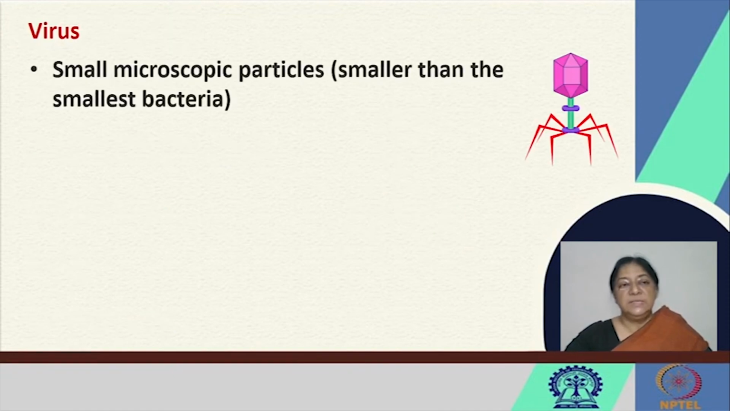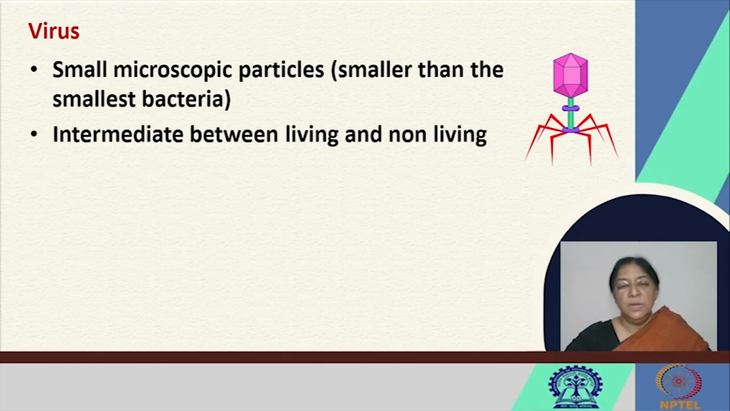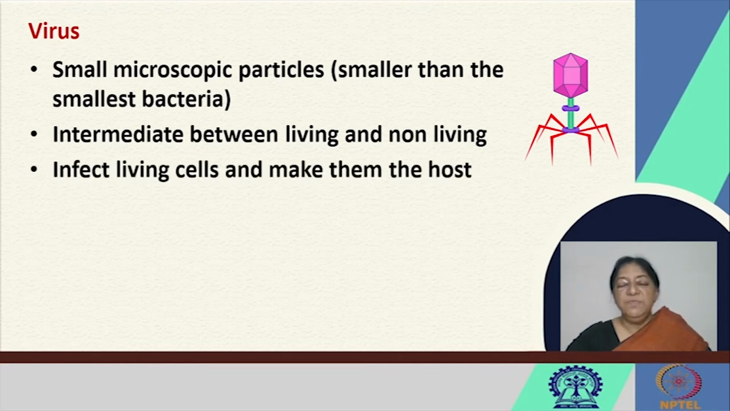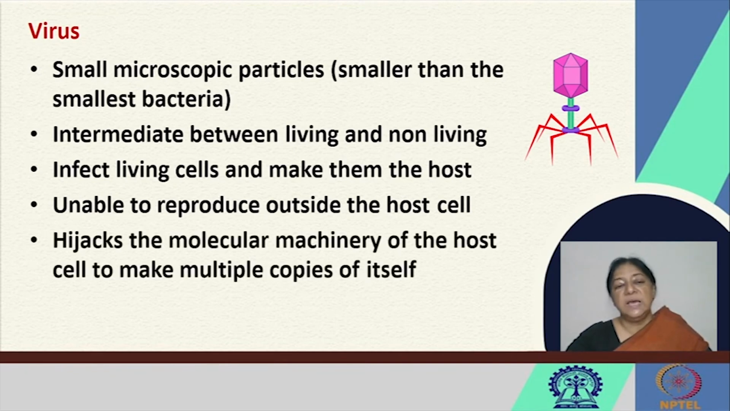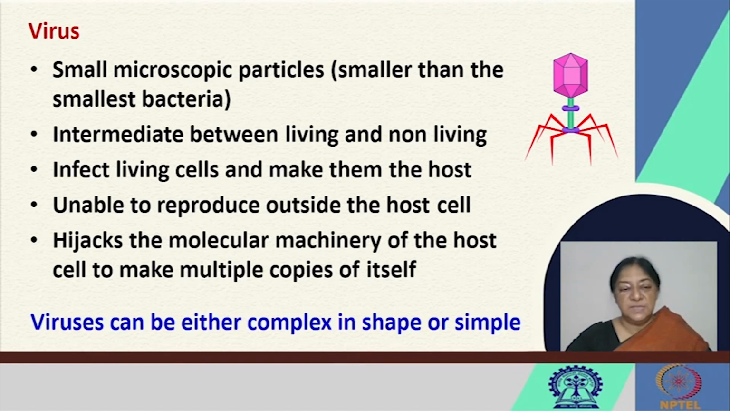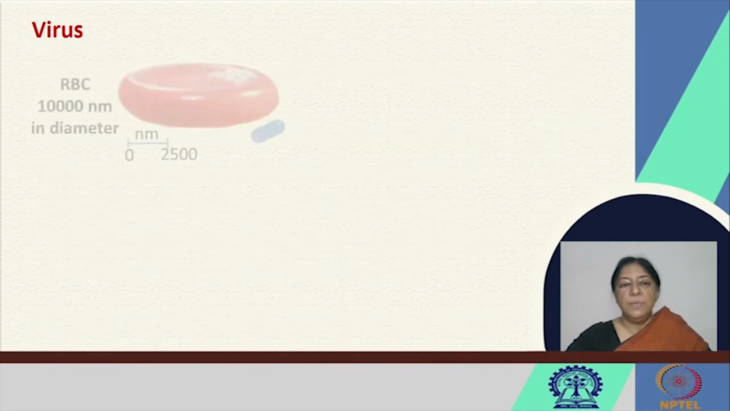The virus is a very small microscopic particle and it is smaller than the smallest bacteria known. It is intermediate between living and non-living organisms, and it infects living cells and makes them the host. It does not have the capability to reproduce outside the host cell. So what it does, it hijacks the molecular machinery of the host and makes multiple copies of itself, thus creating a viral disease. These viruses can be either very complex in shape or simple in shape. However, they have a common motif.